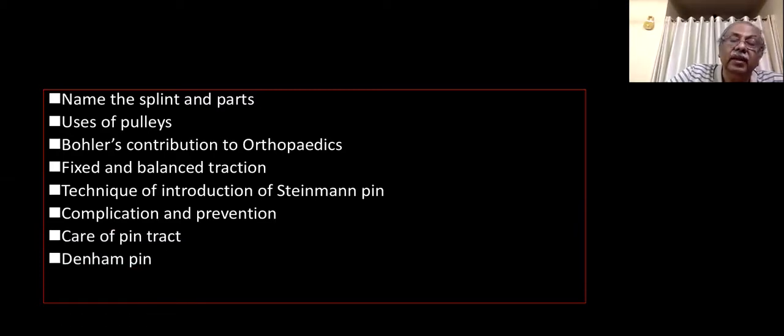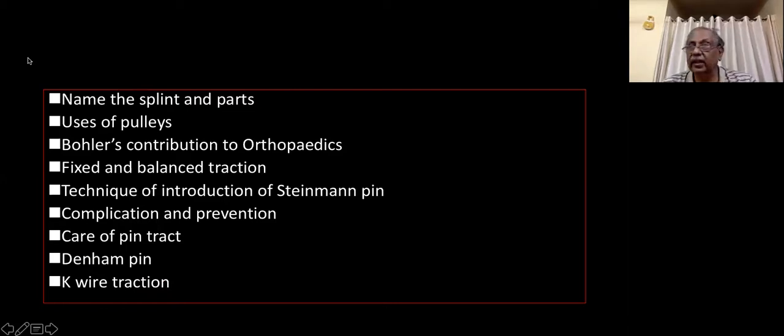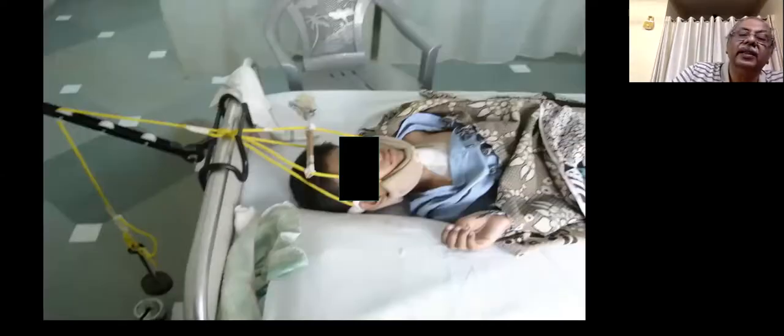Then what are the uses of a Denham pin and what is K-wire traction? I have dealt with all these points, and these are the things that may be asked when you are taken to a bed where there is a Bohler-Braun splint traction. Next, we'll continue with the traction.